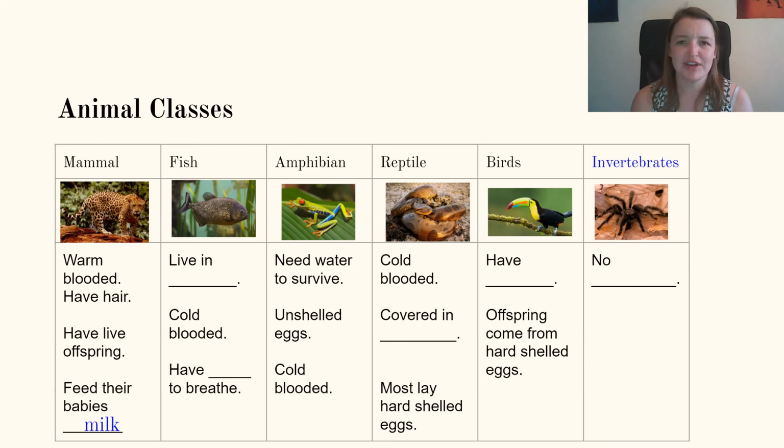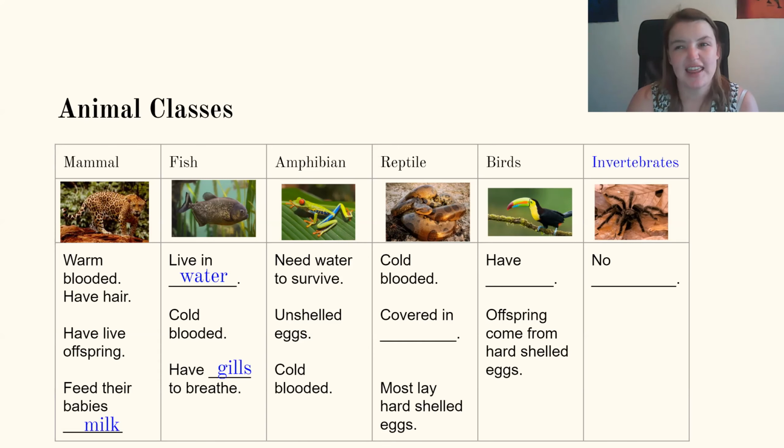Reptiles. Can you think of some reptiles? Snakes and lizards, absolutely. They are also cold-blooded. They're covered in what? Yes, they're covered in scales. And most reptiles lay hard-shelled eggs.